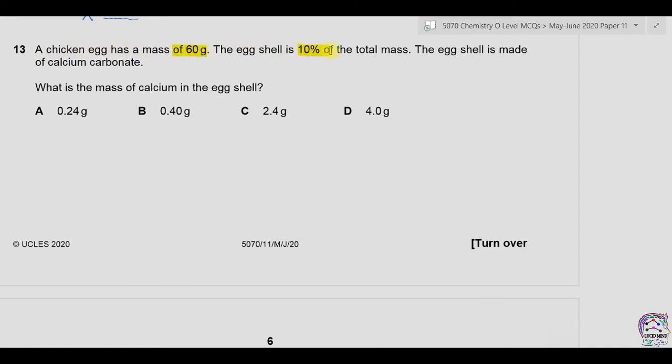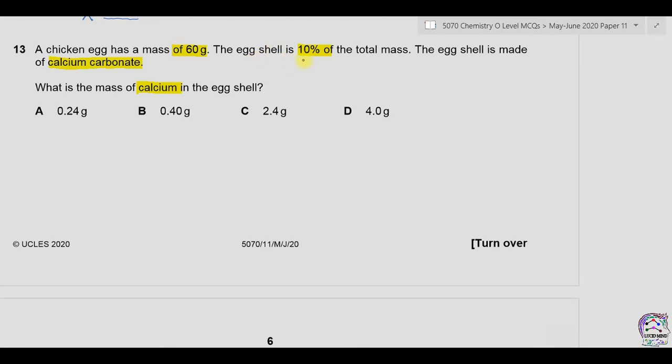The eggshell is 10% of the total mass. The eggshell is made of calcium carbonate. What is the mass of calcium in eggshell? There will be two steps for this solution. In first step we have to find the mass of eggshell, and in second step we can find the mass of calcium present in the eggshell.